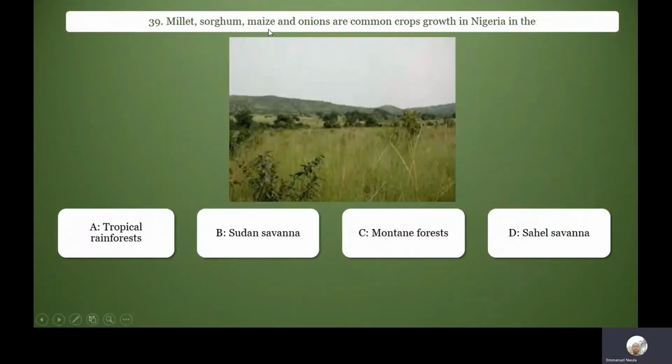Millet, sorghum, maize, onions are common crops grown in Nigeria in the Sudan savanna. That's where you can see these crops. Katsina, Kaduna, Kano, they are in the Sudan savanna.